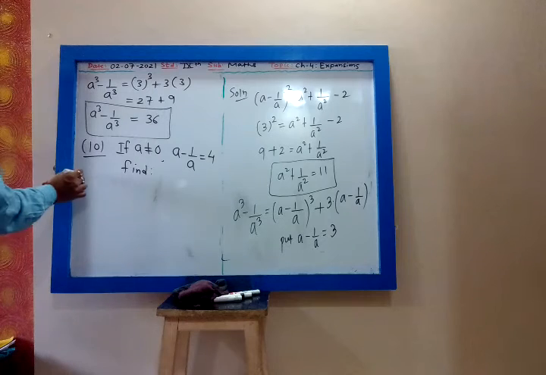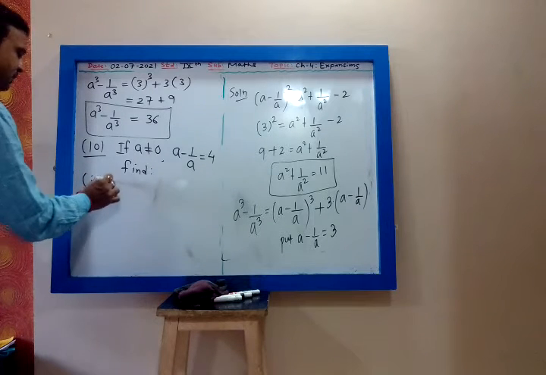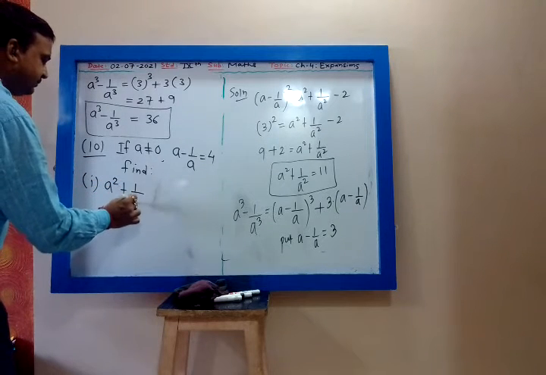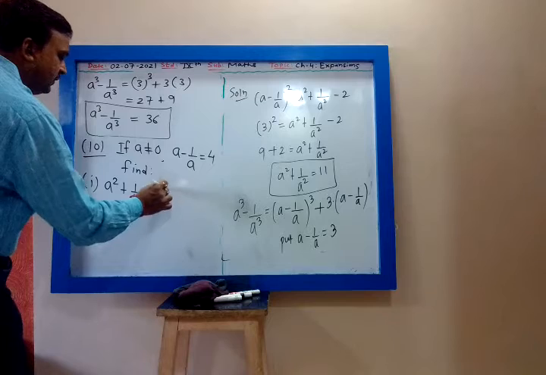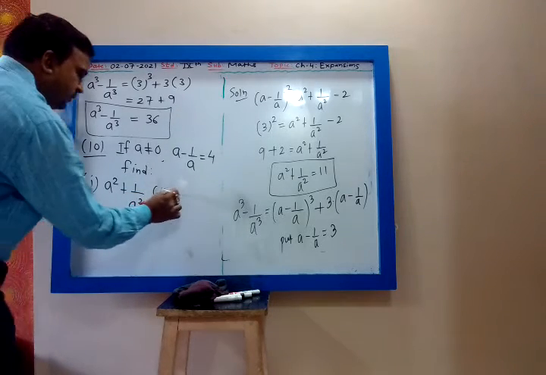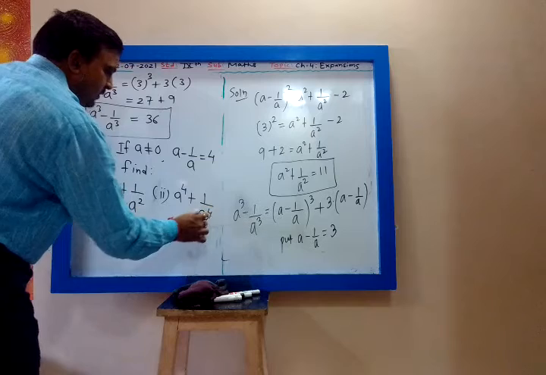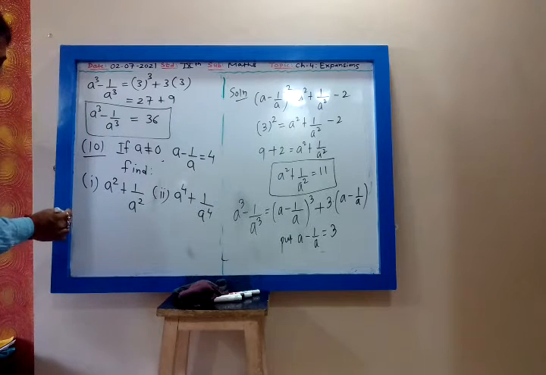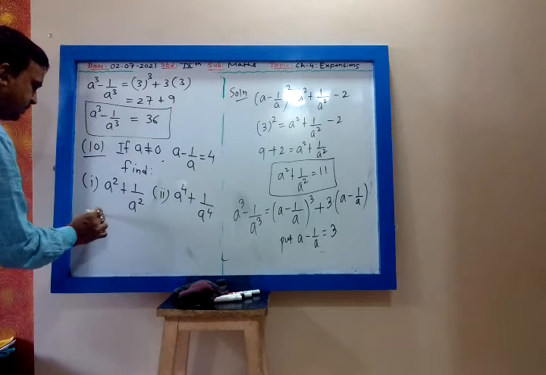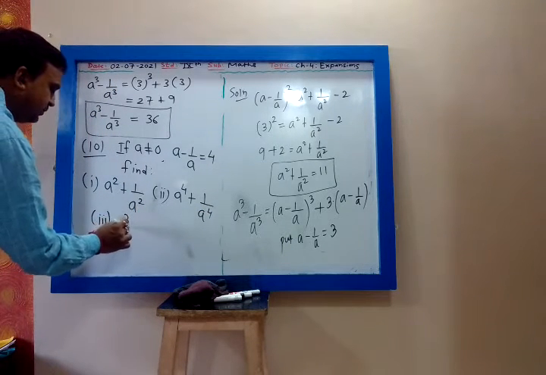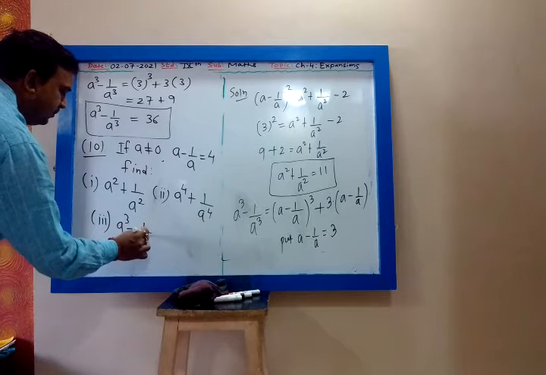A minus 1 upon A is 4. Find first A square plus 1 upon A square. Second, A raised to 4 plus 1 upon A raised to 4. And third, A cube minus 1 upon A cube.